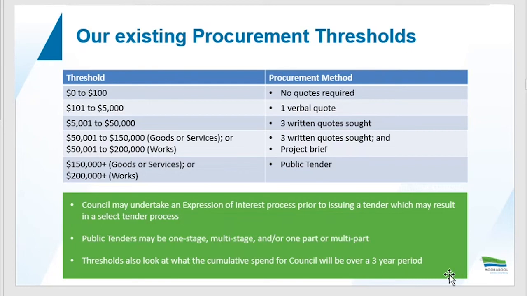It is also worth noting that thresholds also look at the cumulative spend. When I talk about cumulative spend, that means that we're talking about spend over a period of 3 years for the same type of service or goods or works. So if we're regularly undertaking spraying on roadsides and over a 3-year period, the spend in that space requires a tender. That is the process that we would undertake to ensure our compliance going forward in that space.